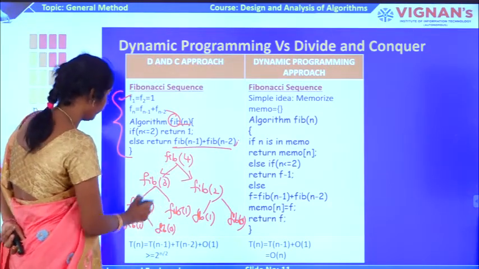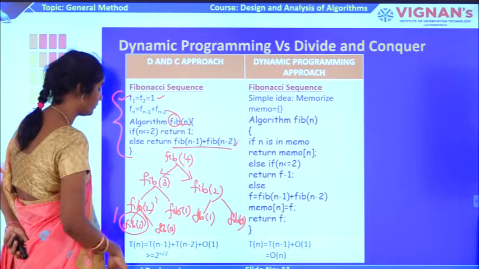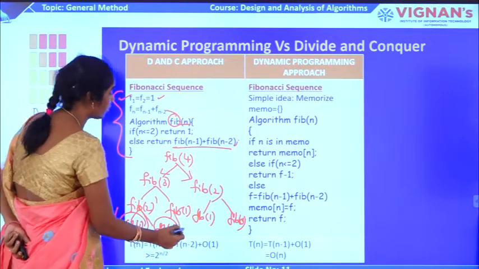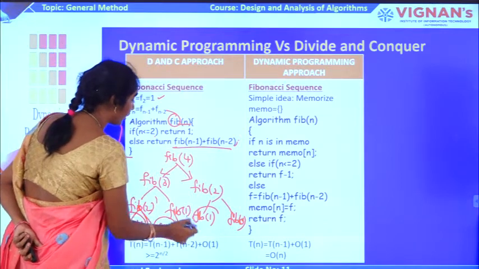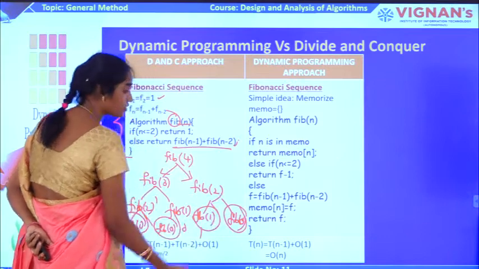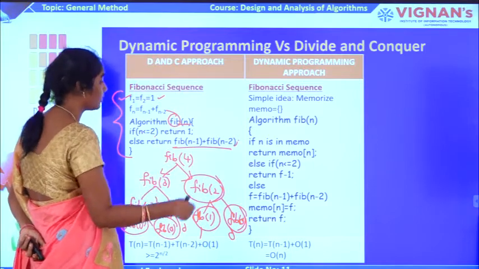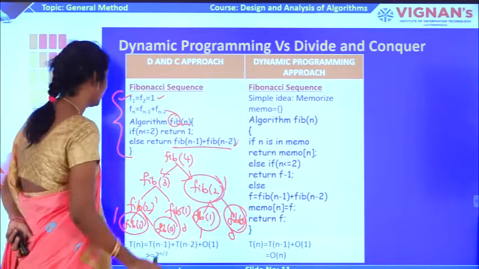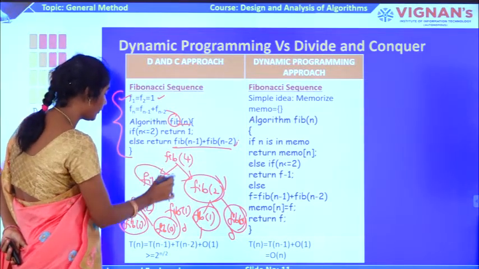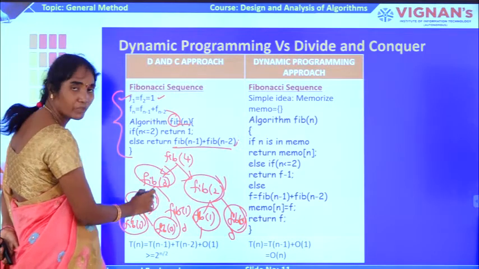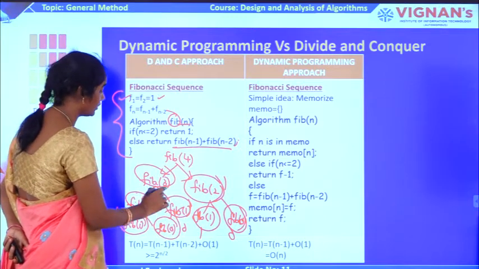Now fib of 1, the solution we already have, that is 1, and fib of 0 is 0, as the sequence starts with 0, 1, 1. Fib of 2 is 1, right? Even this is also 1. So now fib of 3: to find fib of 3, I have to find this fib of 2 once again, and even this fib of 1 once again, and after that I have to add these two.